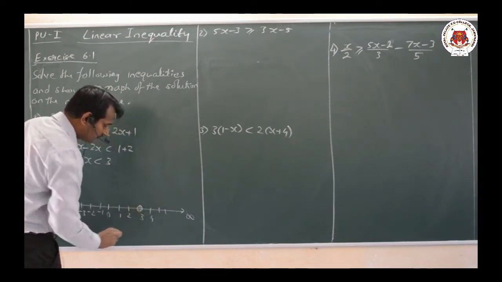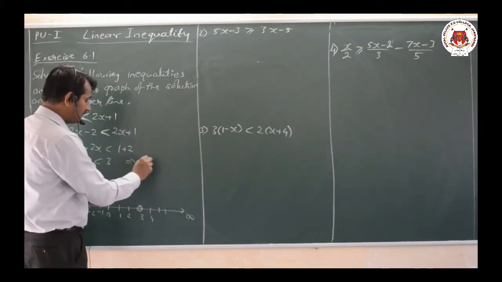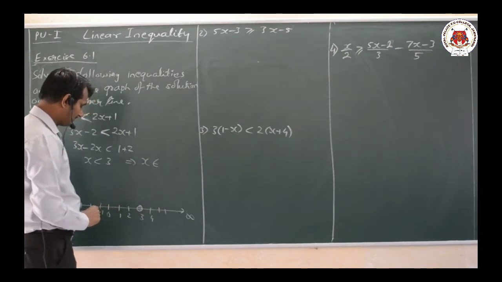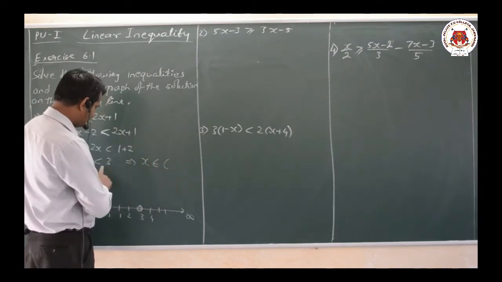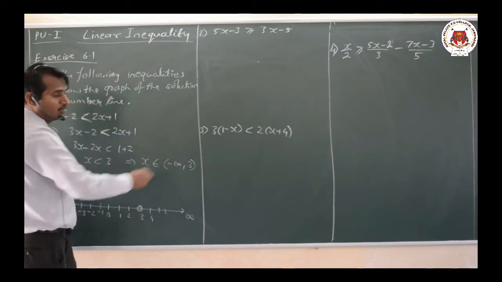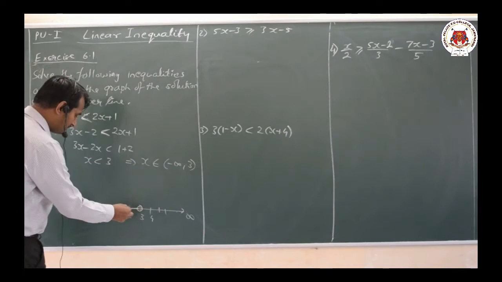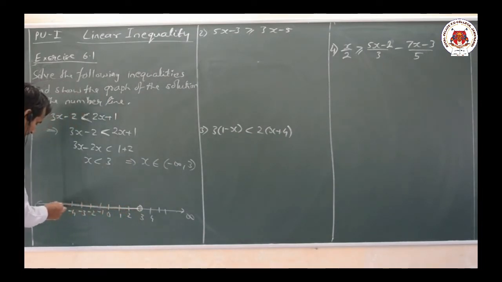Hollow mark, what does it represent? That is less than. If you are writing in terms of brackets, x less than 3 means minus infinity to 3, and we will have an open bracket here. Open bracket means not 3, very much less than 3 it is. So dear students, it is nothing but our required result.